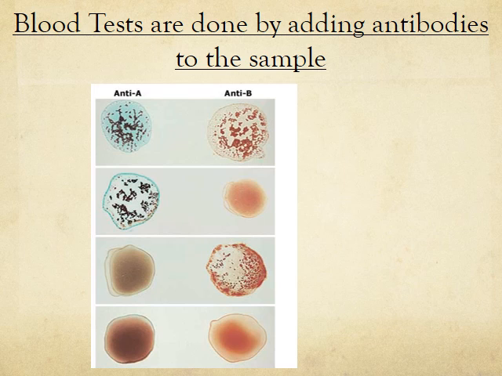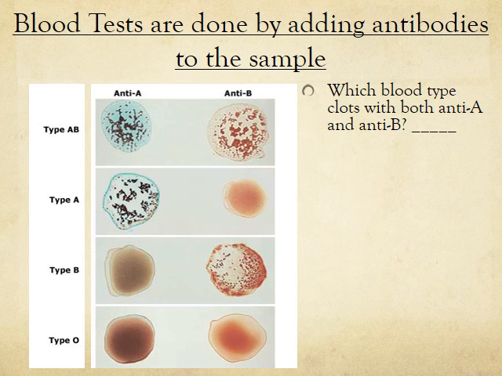So blood tests, the ways to determine what type of blood you have, are done by adding antibodies to the sample, and then seeing the reactions. So if we had a reaction with both A and B, that would give us AB blood type. If we had a reaction with only A, that would give us the A blood type. If we had a reaction with the anti-B antibodies, that would mean that we got B type. And if there was no reaction whatsoever, that means the blood type is O.